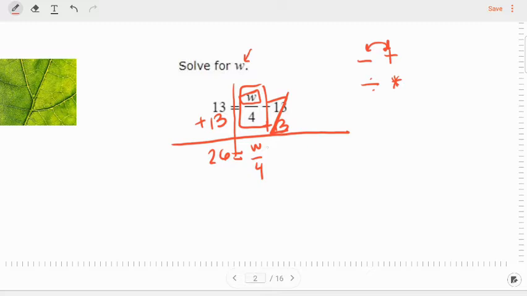Now that I'm at this point, I know I need to get rid of 4. It is being divided, division. This fraction bar acts as division. The opposite of division is multiplication. So I'm going to times by the thing that I'm dividing by. So I'm going to times by 4. And if I do it on one side, I'm going to do it on the other. And we're going to simplify.